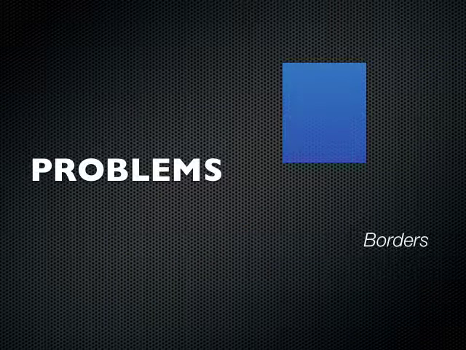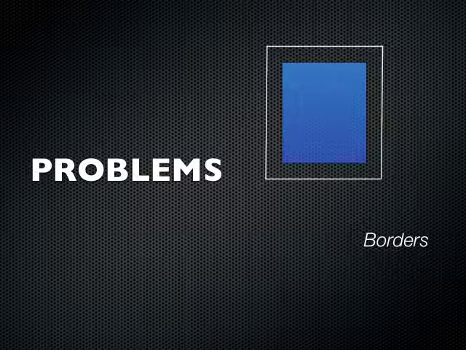Some of the problems are to do with borders. That blue rectangle represents a carpet, and the white border going around it represents the room that the carpet is in. The room's width is 6 meters and its length is 8 meters, and the carpet's width is 5 meters and its length is 6 meters.